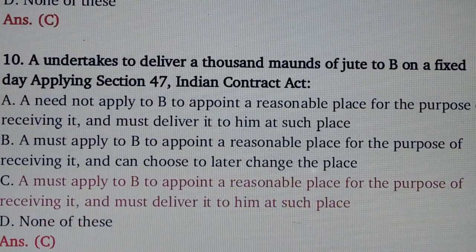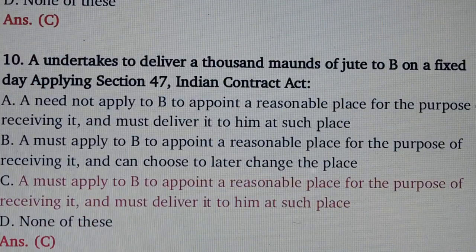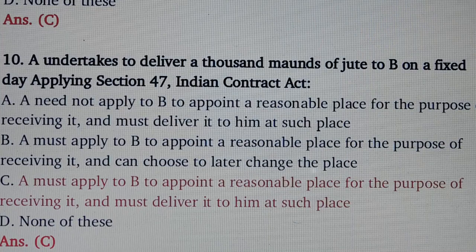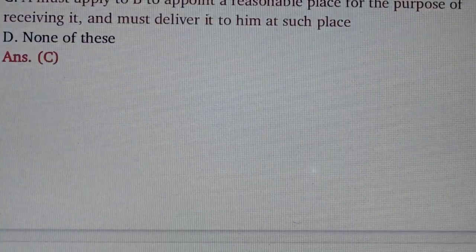Question number 10. A undertakes to deliver 1,000 maunds of jute to B on a fixed day, applying section 47 of the Indian Contract Act. Answer is option number C. A must apply to B to appoint a reasonable place for the purpose of receiving it and must deliver it to him at such place.